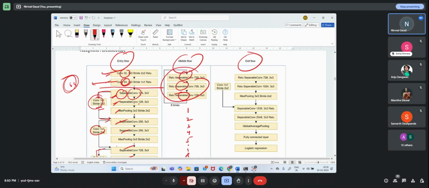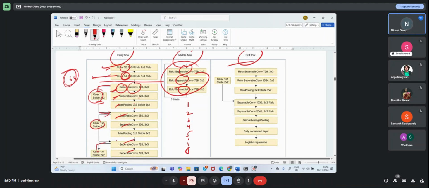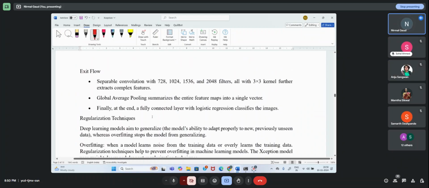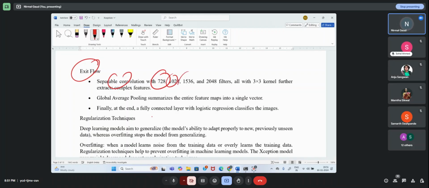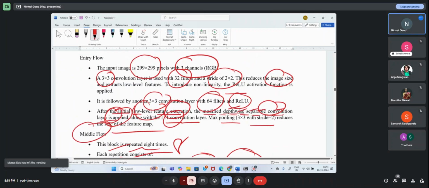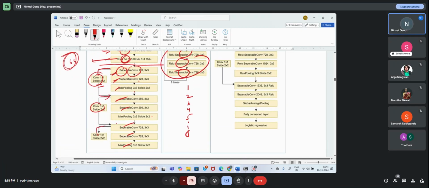Then after that, we'll move to the exit flow. What happens in the exit flow? The separable convolution is again used with 728, 1024, 1536, and 2048 filters. Now the filter sizes have changed, all with 3 cross 3 kernel. Global average pooling is used, and finally you are going to get the results, with logistic regression for the classification task if required.